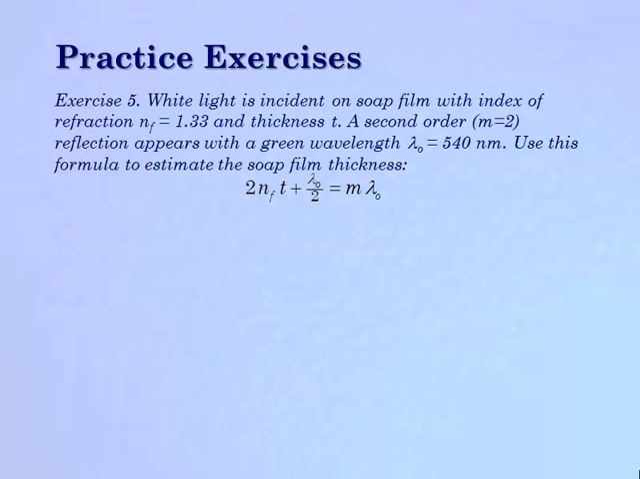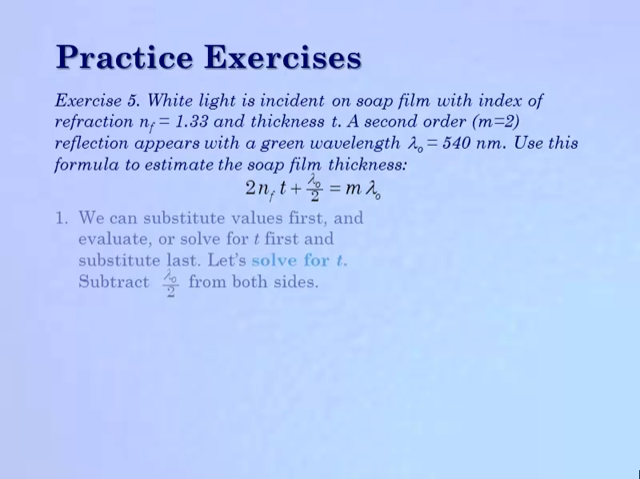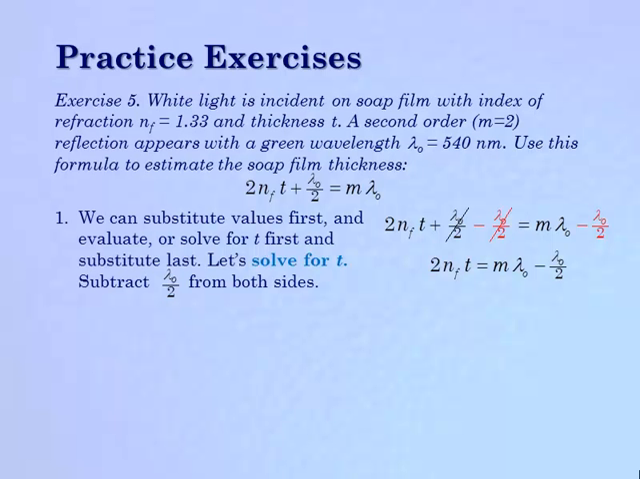So we're going to have to get T out of that expression all by itself. So we can substitute values first and evaluate, thinking that we might have to do this only one time, or we can solve for T first. So let's go ahead and solve for T first. This is a good exercise for us here.